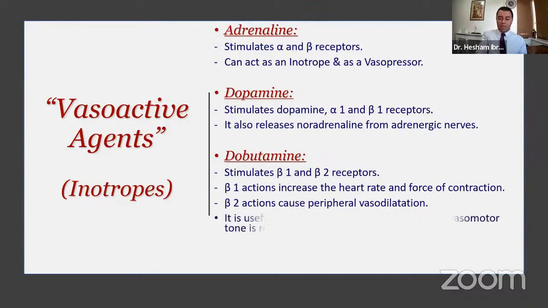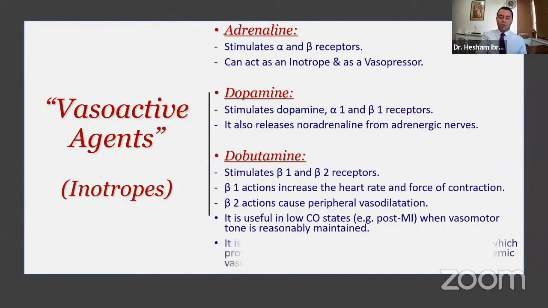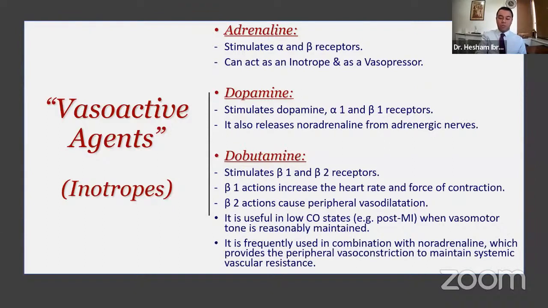So that's why this is a very good drug to use in low cardiac output states, like the post-MI patients, for example, when the vasomotor tone is okay. So the problem is not vasodilatation, because this will not fix it. And also that's why we usually combine it with noradrenaline infusion, because the noradrenaline is a strong peripheral vasoconstrictor. So this will override the effect of the dobutamine on the peripheral vessels. So these are the important inotropic drugs that you will need to be aware of.